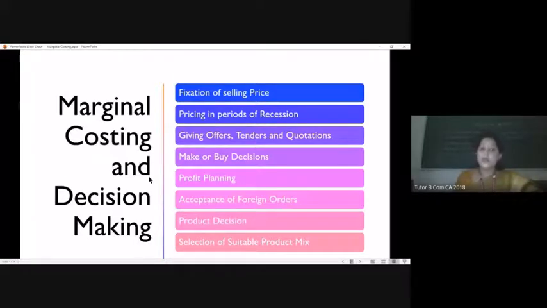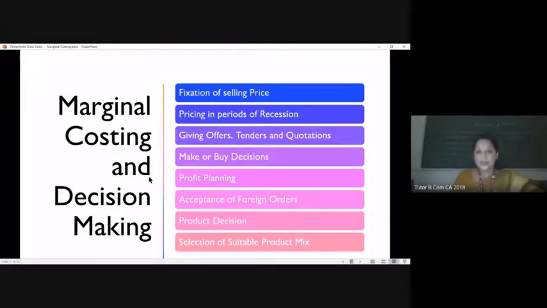So basically, I will be looking into the changes that are going to happen because of that particular decision. So I'm going to look into basically the variable cost. That's why we say that that is yet another decision that will be based on the marginal costing technique.